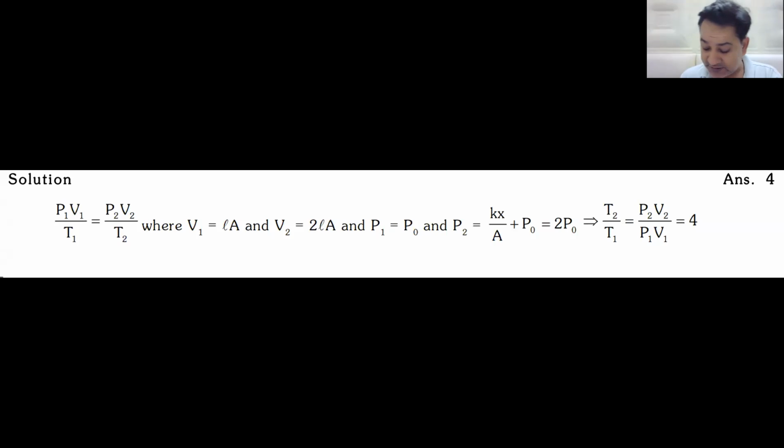This is simply the number of moles remaining constant. Initial pressure is atmospheric. Yes or no? Yes, sir. Final pressure is atmospheric plus Kx by A. P1 V1 by T1 equal to P2 V2 by T2. Final pressure is Kx by A plus P naught. Yes or no? P1 V1 by T1 should be equal to P2 V2 by T2, and you get your answer. Correct? Yes, sir.